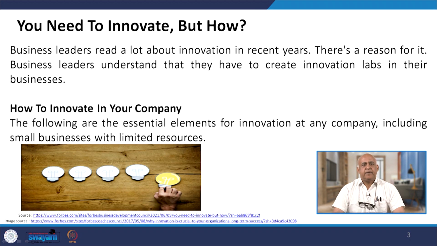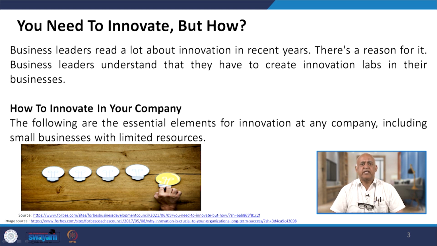In the previous session we talked about how, whenever we talk about organizational effectiveness or competitive advantage, the organization has to be innovative. But the question arises: how? Business leaders have read a lot about innovation in recent years, and there is a reason for it. Business leaders understand that they have to create innovation labs in their businesses. So, how do you innovate in your company?